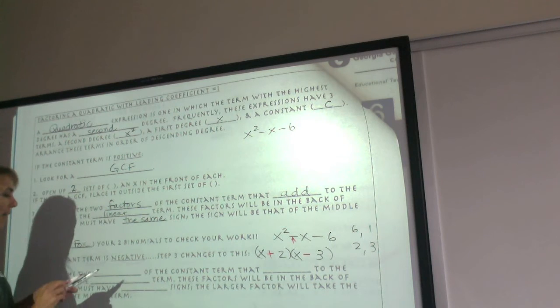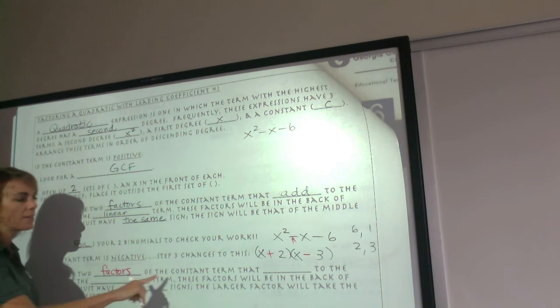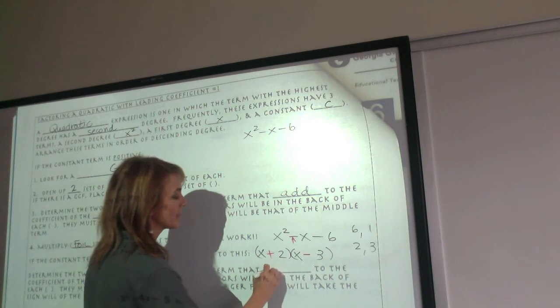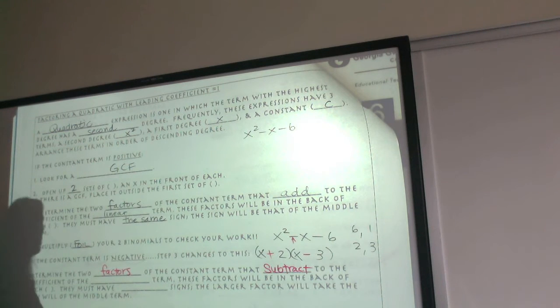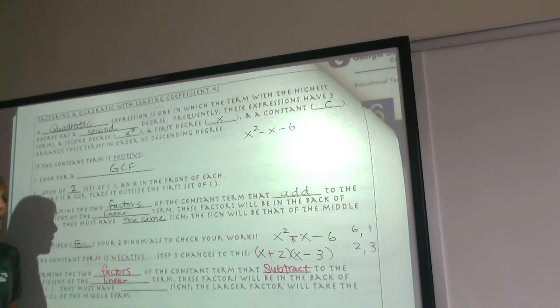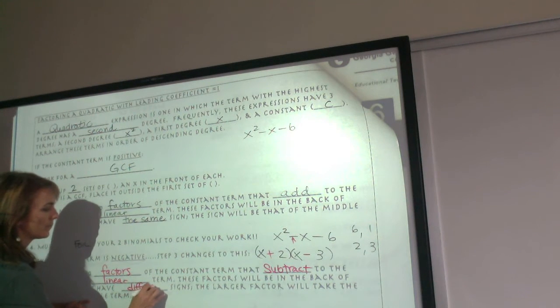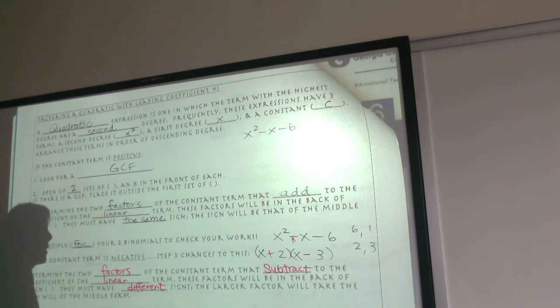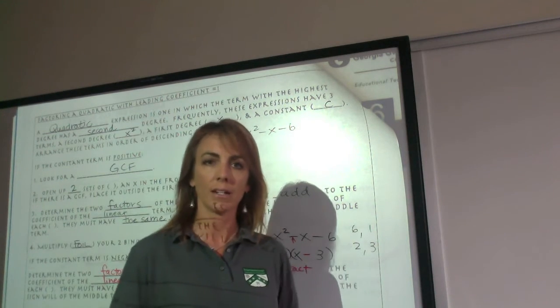Determine the two factors of the constant term that this time subtract to the coefficient of the linear term. These factors will be in the back of each set of parentheses. They must have different signs. And the larger factor will take the sign of the middle term.